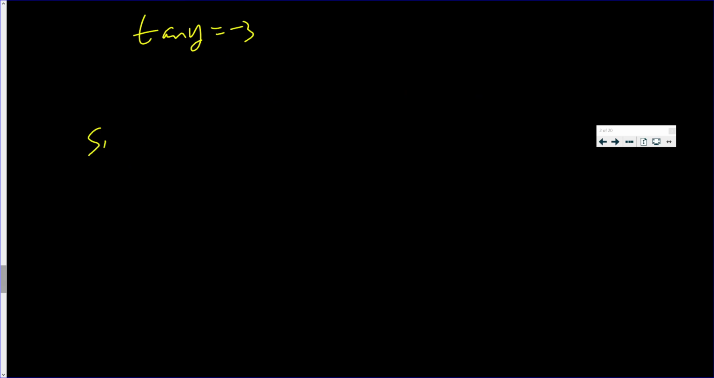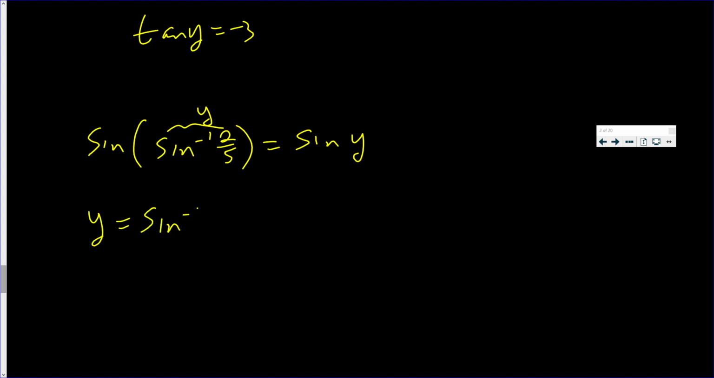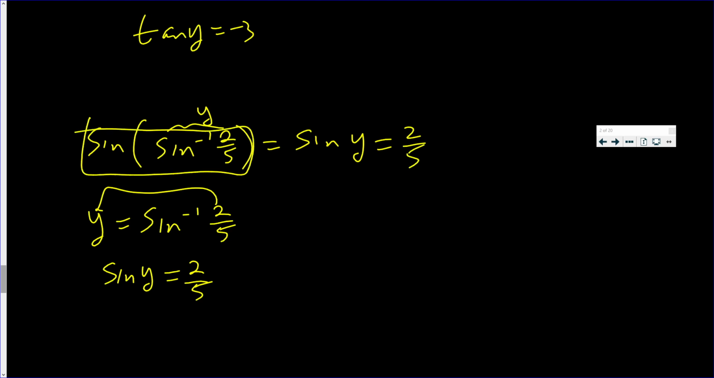What if I want to know the sine of the sine inverse of 2/5? Well, if I call that y, then I want the sine of y. So if y is the sine inverse of 2/5, and all I want is the sine of y, I'm done. It's 2/5. That is, the sine of the sine inverse of 2/5 is 2/5.